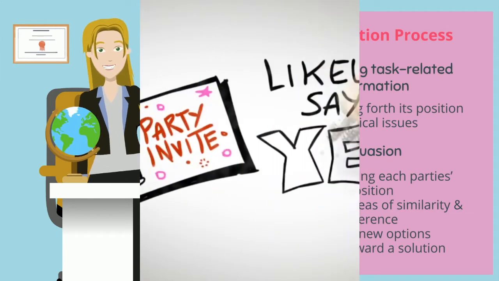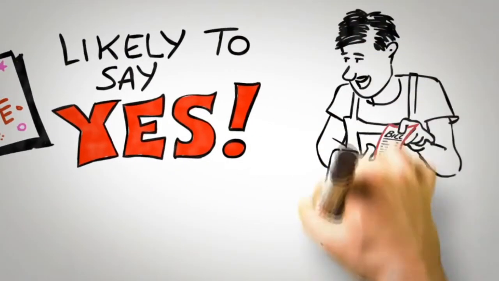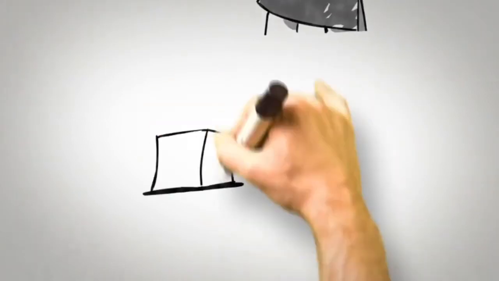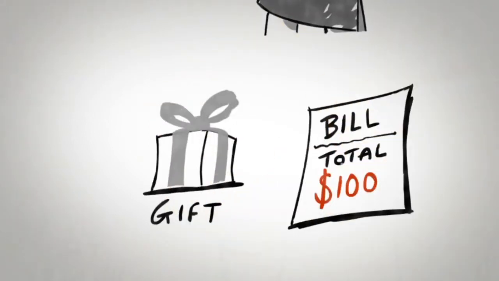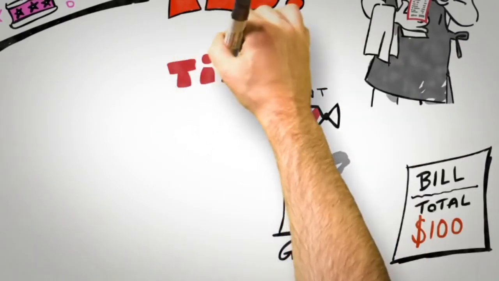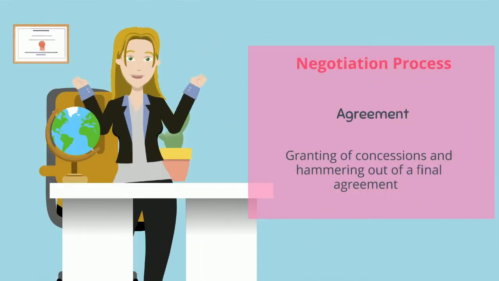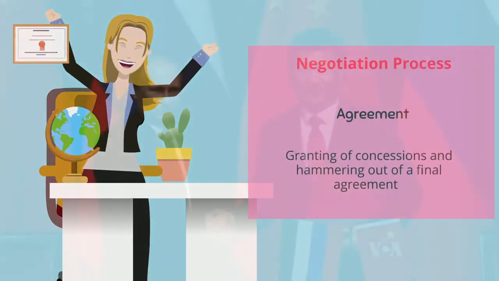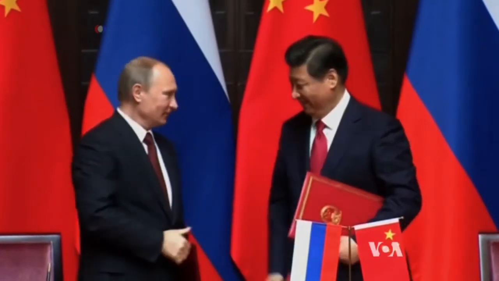Success depends on understanding each party's position, the ability to identify areas of similarities and differences, the ability to create new options, and the willingness to work toward a solution. Lastly, agreement. It is the granting of acknowledgement and the hammering out of a final agreement.